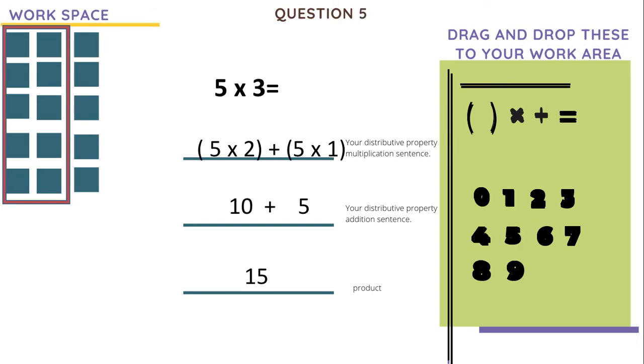And we continue. Here we have the array 5 times 3. When we do our distributive property, we can break this up into a new multiplication sentence. In this case, I decided to break up the 3. I have broken it up into 2 and 1. So my new multiplication sentence is 5 times 2 plus 5 times 1. 5 times 2 is 10. 5 times 1 is 5, giving me the product of 15.